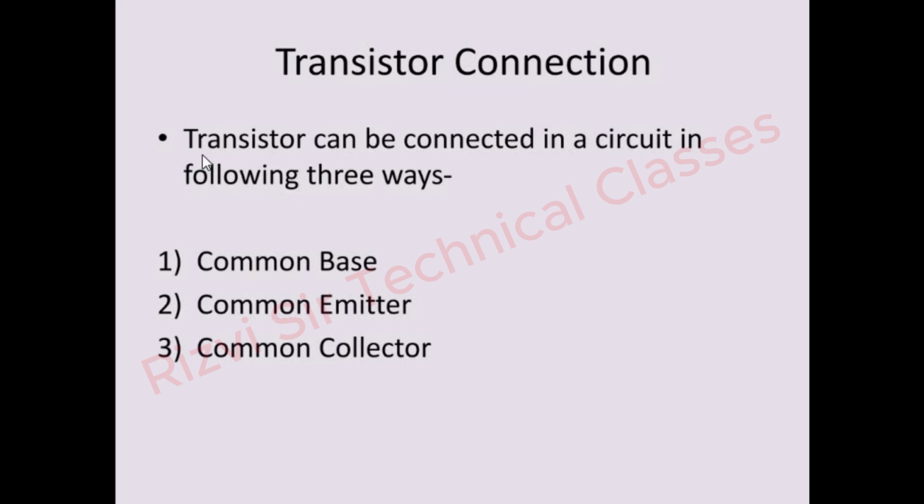Transistor connection. A transistor can be connected in a circuit in the following three ways: common base, common emitter, common collector.